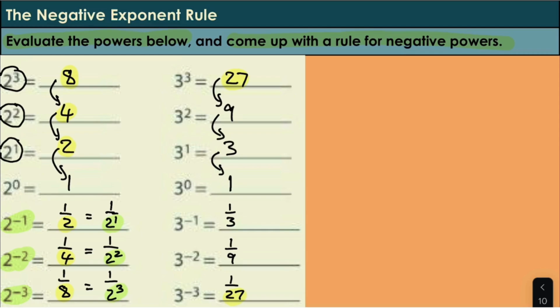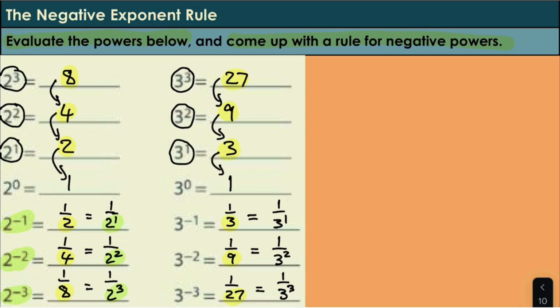27, 27, 9, 9, 3, 3. So we can say the following. 1/3 is the same as 1/3 to the 1, because we know 3 is 3 to the 1. 1/9 is the same as 1/3 squared, because 9 is 3 squared. 1/27 is the same as 1/3 cubed, because 27 is 3 cubed.